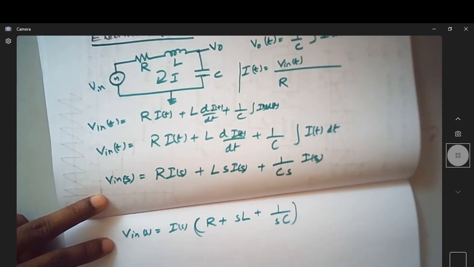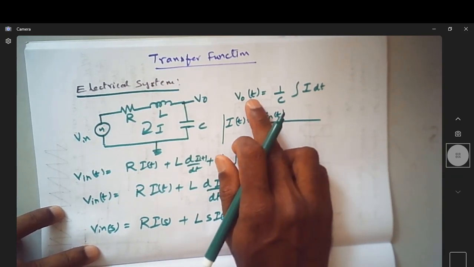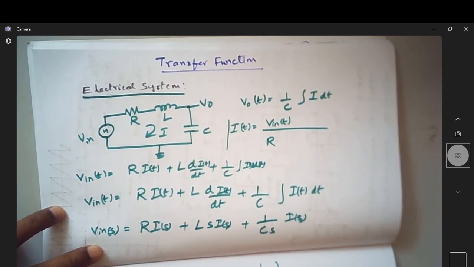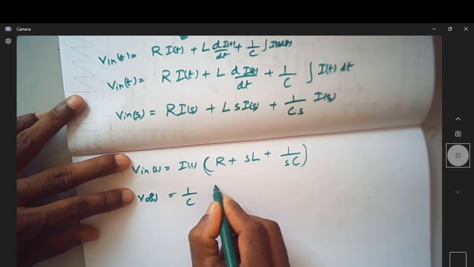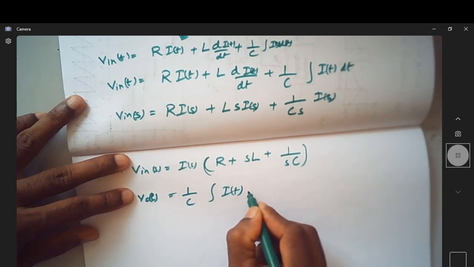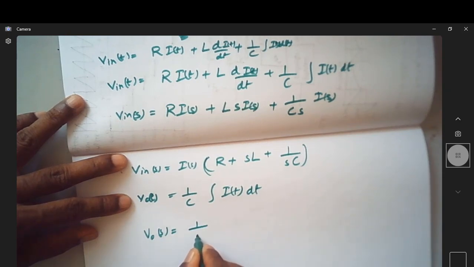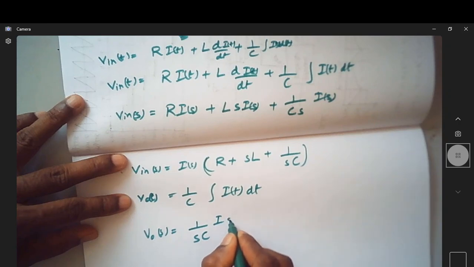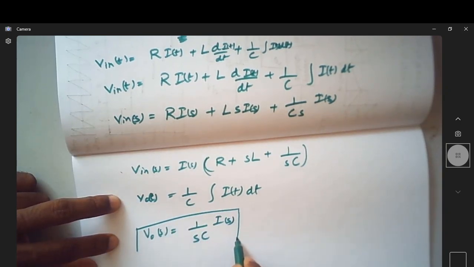If I want to write the Laplace of the output voltage, I know that V naught of t is given by 1 over C integral of I of t into dt, which gives V naught of S, that is, the Laplace transform of the output voltage, equal to 1 over S C into I of S. This is the expression for V naught.